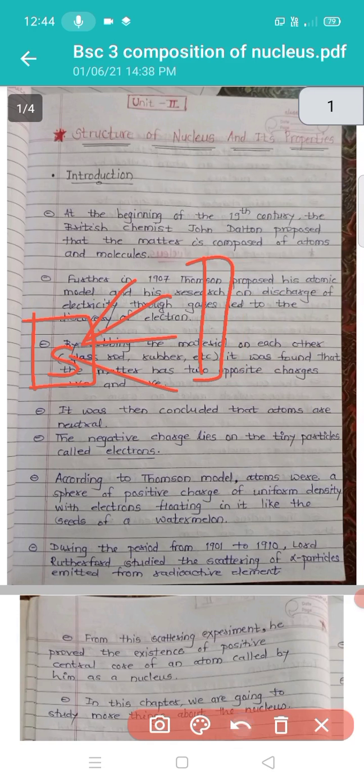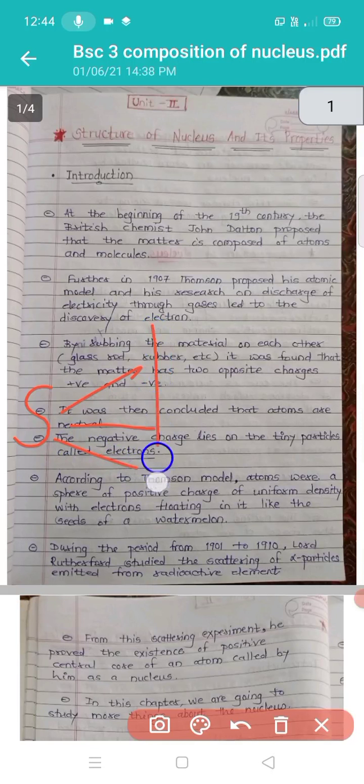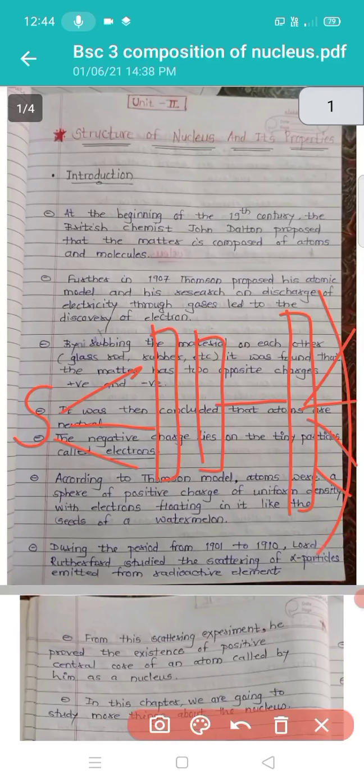See the Rutherford alpha scattering experiment. In this we have a radioactive source and a gold foil. The beam falls on the gold foil, and this scattering takes place. A beam of alpha particles is aimed at the gold foil.